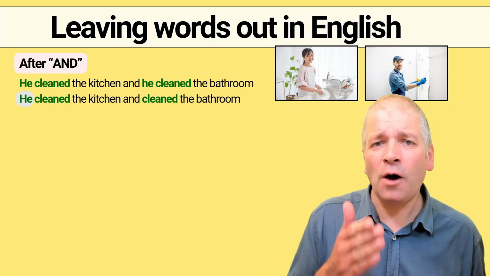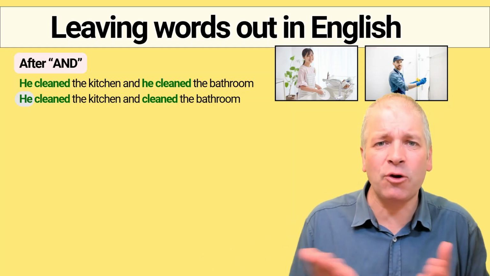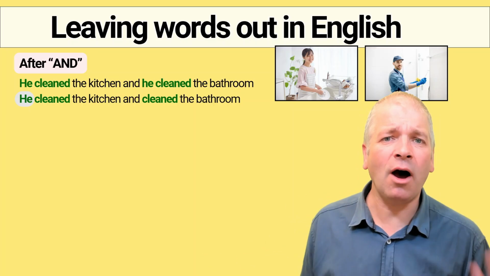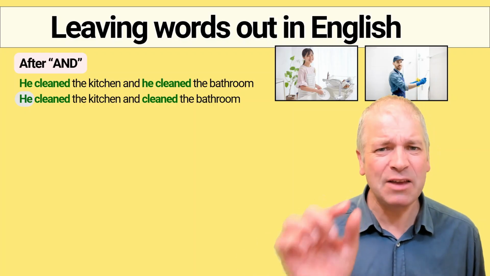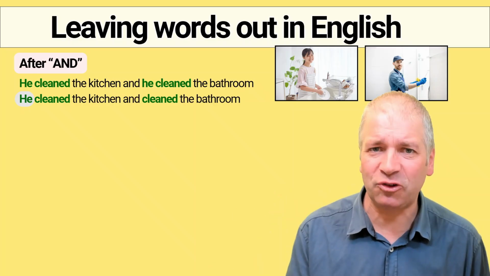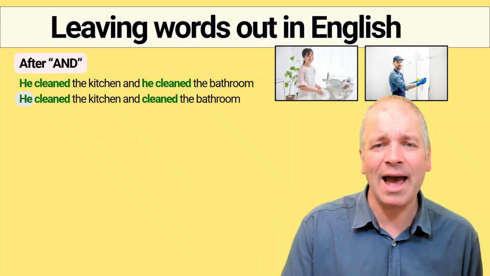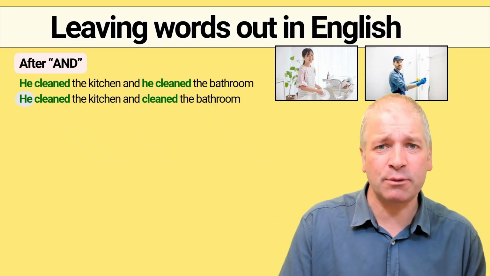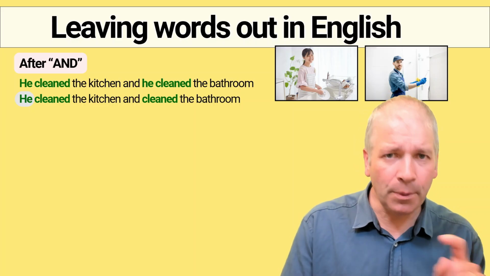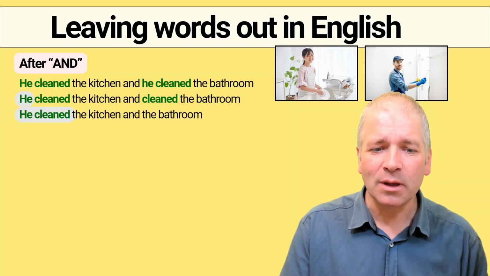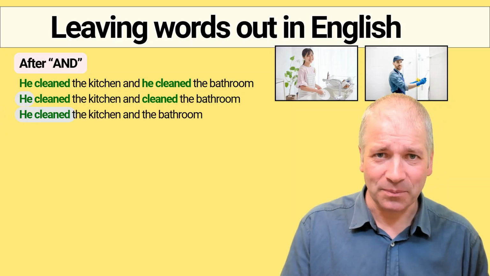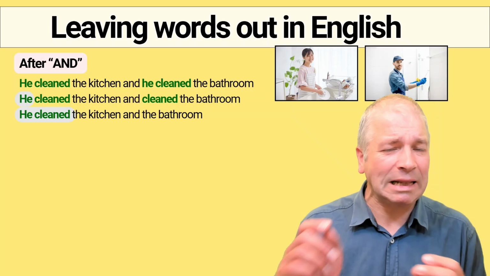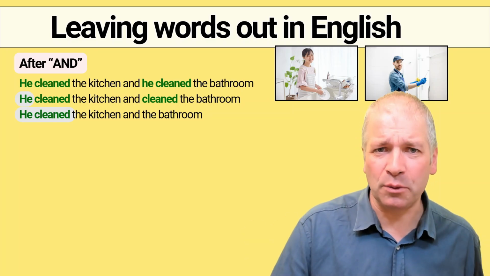Why? Because after and we have exactly the same grammar before and after. And where we have exactly the same grammar, we can sometimes leave bits out, starting with the subject. The second clause after and has the same subject as the first clause. But we can go further than this. We can say he cleaned the kitchen and the bathroom. Why? Because cleaned is shared by both clauses.